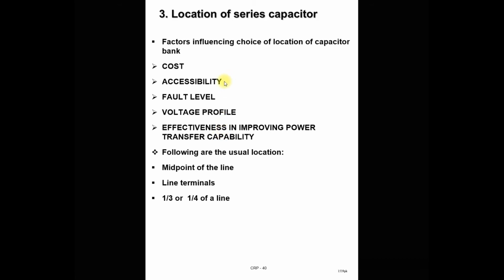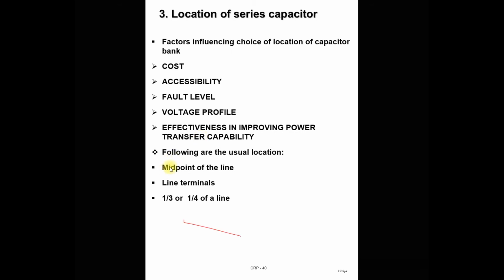So when you put the capacitor at any place in the line, you keep in mind all these five points so that you can provide better voltage support from an economical point of view as well as from a technical point of view. Cost is the economical point of view; accessibility, fault level, and voltage profile are the technical points of view. So the location of the capacitor is very important for voltage control.